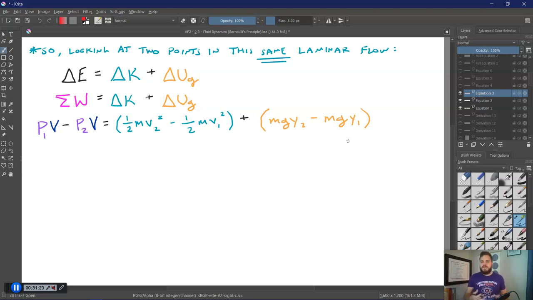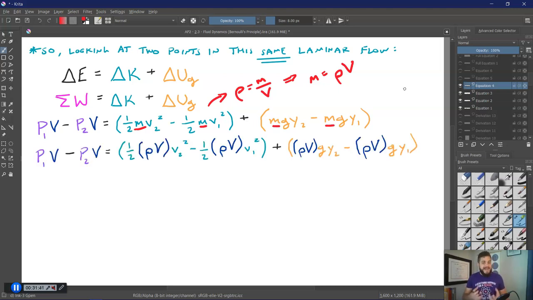mgy2 minus mgy1. But this is a fluid, we don't typically deal with mass, so let's remind ourselves that density is mass over volume, and we can say therefore that mass is equal to density times volume. At this point, that point, and that point, I'm going to substitute in, for m, the mass, the density times the volume. Now, looking at this, there's something we may notice, which is that we have volume in every single term. So I'm going to divide every piece here by capital V, not lowercase v, which is velocity. We're going to divide everything by capital V.